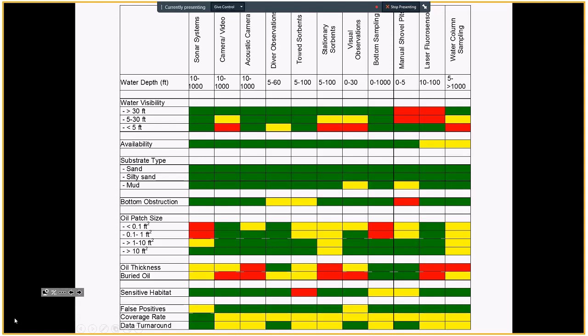So this is all based on a lot of best professional judgment. Jim and Mark Plank and I sat for a couple days at RPI and said, okay, what are the criteria that we're looking at? Everything from water depth, water visibility, substrate, bottom obstructions, patch size, oil thickness, and all these factors. Said, okay, well, which of these systems, in general, we don't talk about sonar, side scan versus multi-beam, but these are the conditions. The green ones are good, the yellow ones are maybe, and the red ones are maybe not. This can help you start developing that ensemble of response technologies if you want to use it.